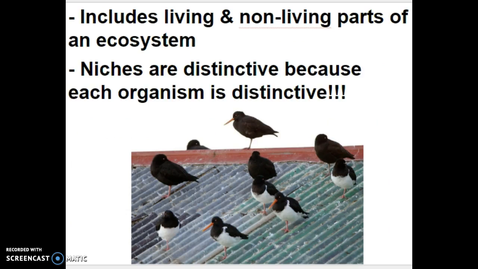Don't forget, because we're talking about the ecosystem here and an ecological role, this is going to include both the biotic and abiotic parts of the ecosystem. Niches are very distinctive because every organism is distinctive. So every organism will have its particular way that it carries out its ecological role.